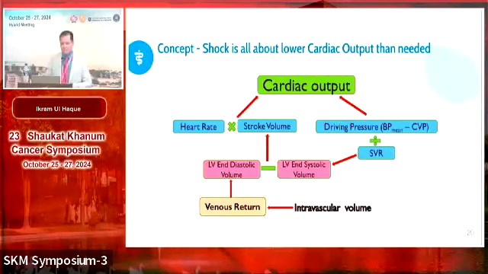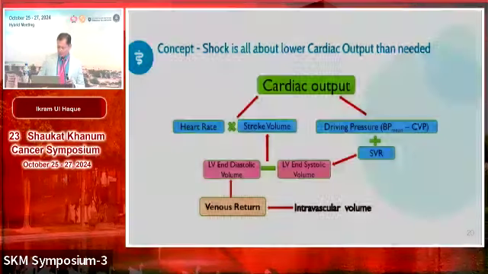We say driving pressure divided by the resistance you have will determine how much the flow. The stroke volume, in turn, is dependent on end diastolic volume minus your end systolic volume, during the contractility. And the end diastolic volume is related to venous return, which in turn is dependent on intravascular volume. So you can see very quickly what we can do.